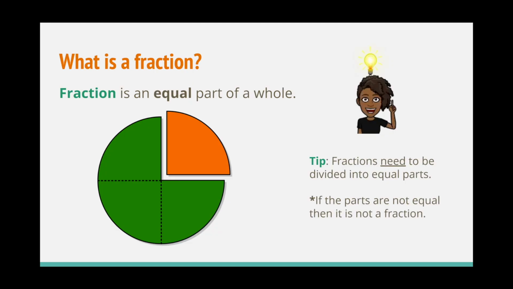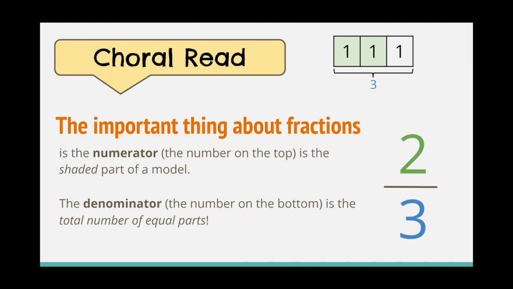Let's review. What is a fraction? A fraction is an equal part of a whole. Fractions need to be divided into equal parts. If the parts are not equal, then it's not a fraction. The important thing about fractions is the numerator, the top number, is the shaded part, the part that's colored in. The denominator, the number on the bottom, is the total number of equal parts.